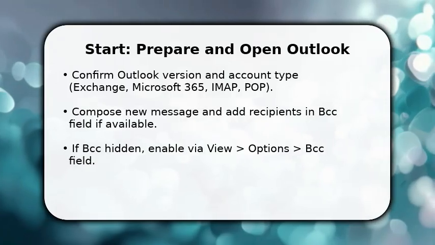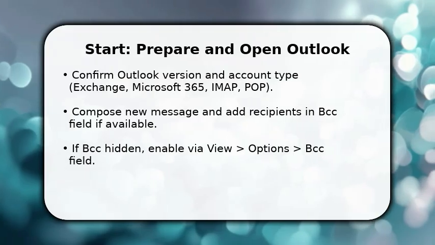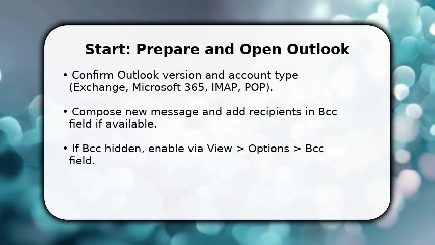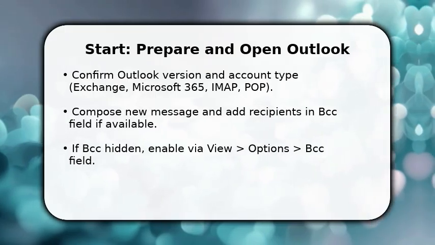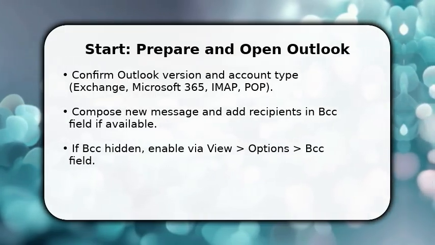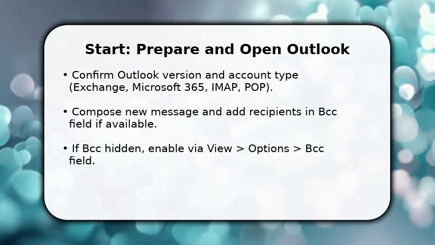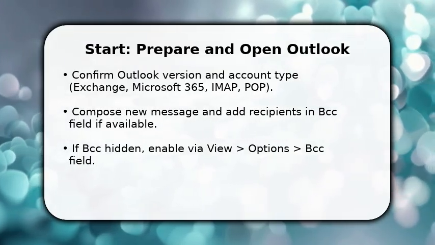You begin by verifying you have Outlook with access to the BCC field and the correct account type, because some behaviors differ for Exchange versus IMAP. Open a new message now and immediately check that the BCC field is visible. If not, enable it from the View or Options menu.